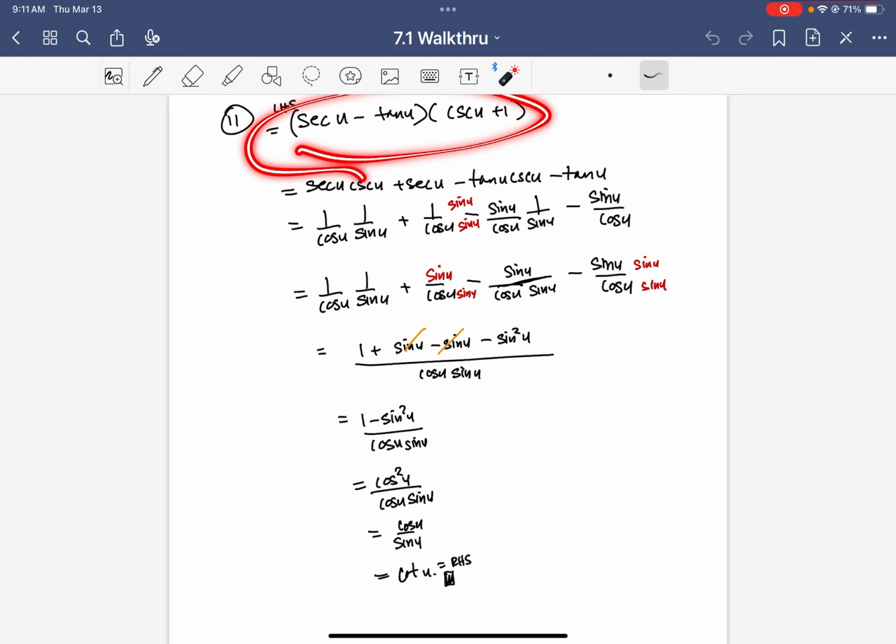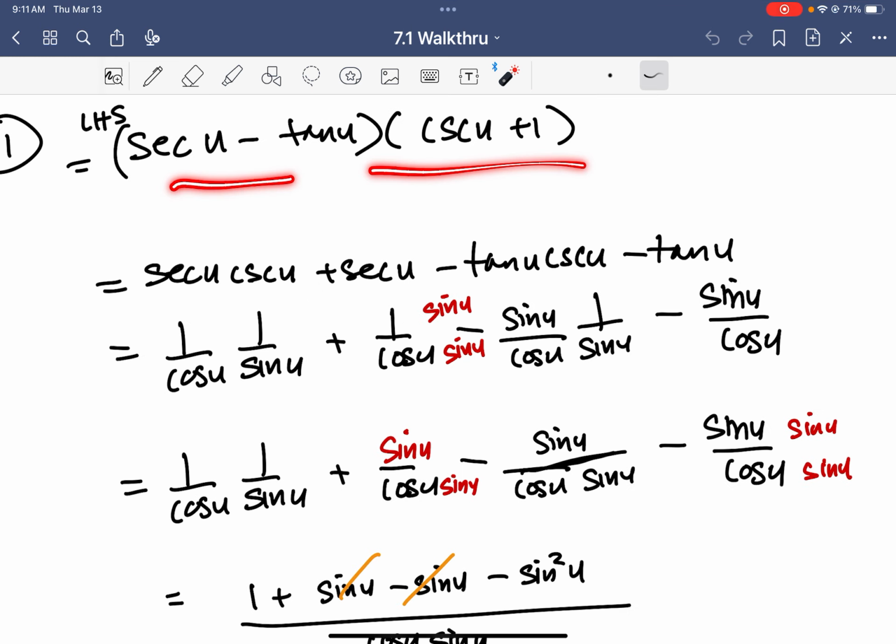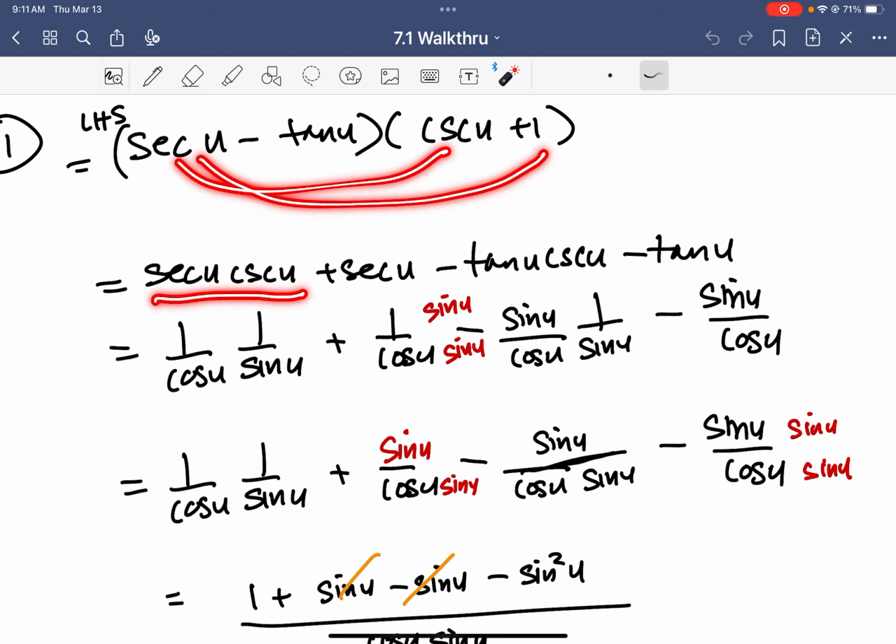Look at 11. So I want to go from this ugly stuff to one term. Well, I think I'm going to start with the ugly stuff. First, I'm just going to multiply my two binomials. That times that gives me this. This times 1 gives me that.